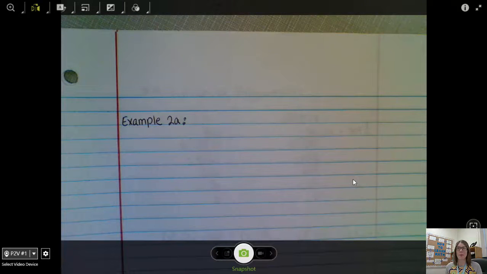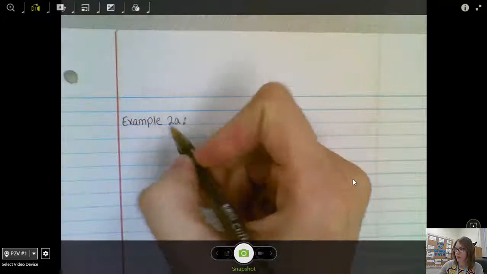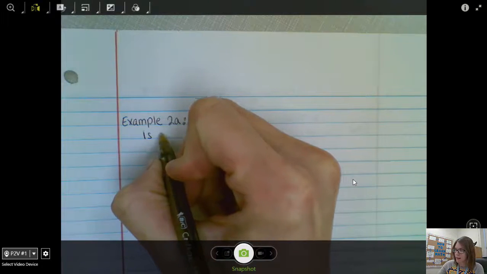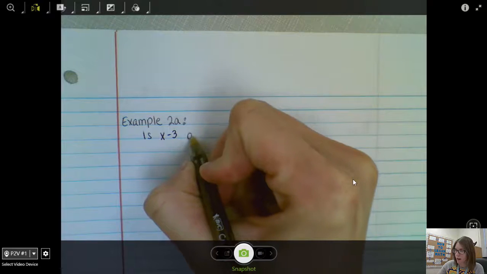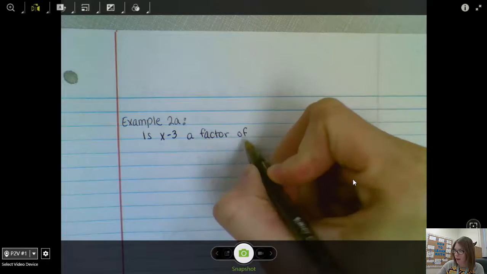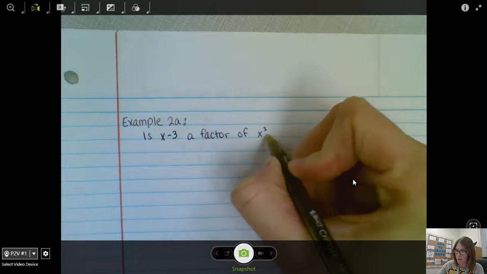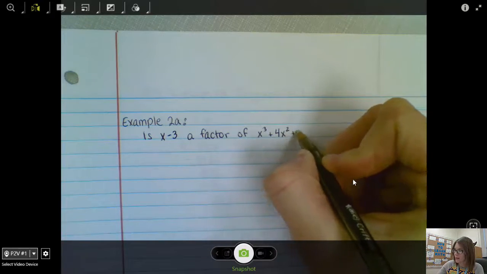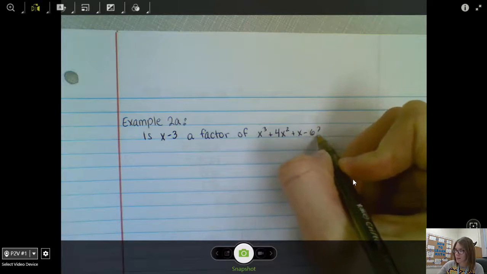The second type of problem we're going to look at today shows us one of the ways that polynomial long division can actually be helpful. So here's my problem. I want to find out, is x minus 3 a factor of x cubed plus 4x squared plus x minus 6?